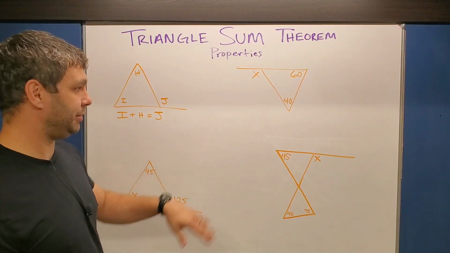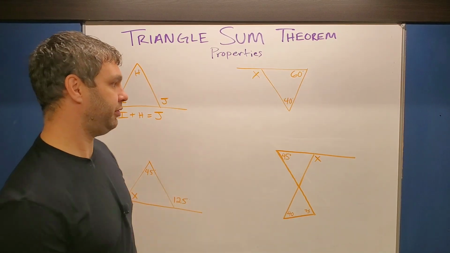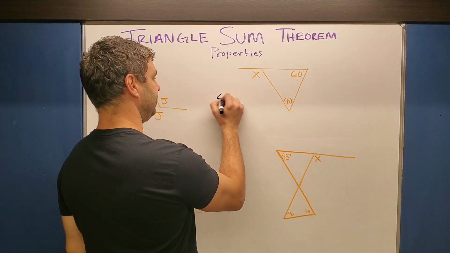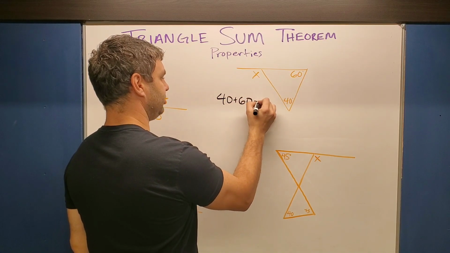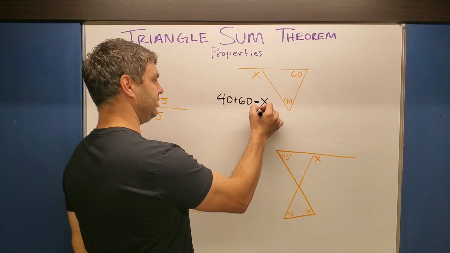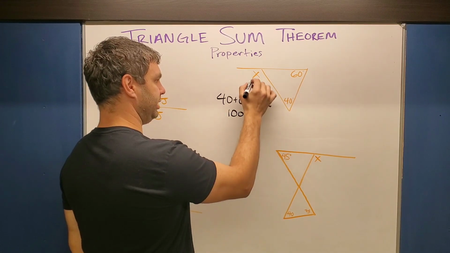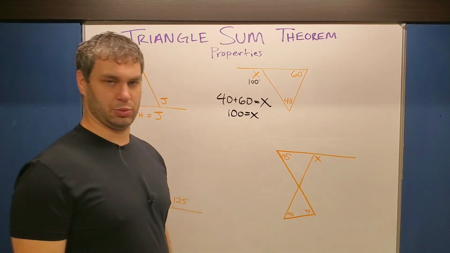So let's try a real easy example with this. These two are further away, meaning it's not the one next to it, but they're further away. So I'm going to do 40 plus 60. 40 plus 60 here is going to equal that remote exterior angle, which in this case is x. That's what I'm trying to find. Of course, 40 plus 60 is 100. So 100 will equal x. All right, that is 100 degrees.